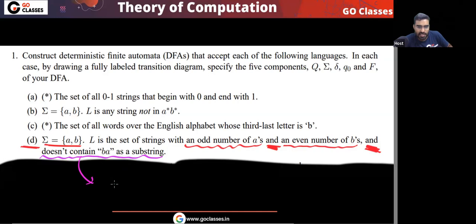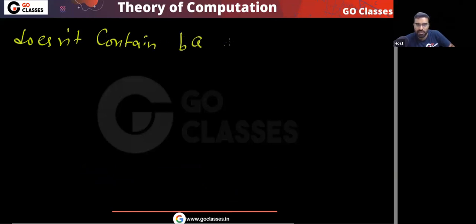Agree with me? See, doesn't contain BA. After B, A cannot come. Doesn't contain BA means after B, A cannot come. So please understand what this means. If I say doesn't contain the BA substring.